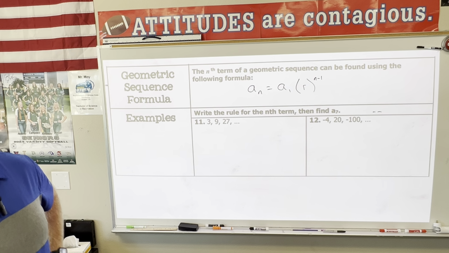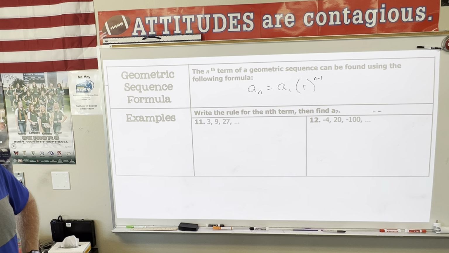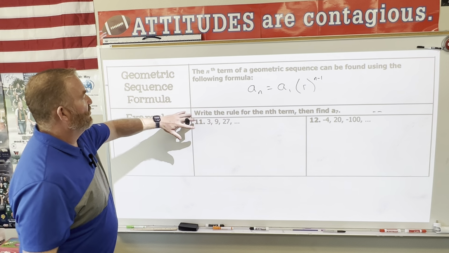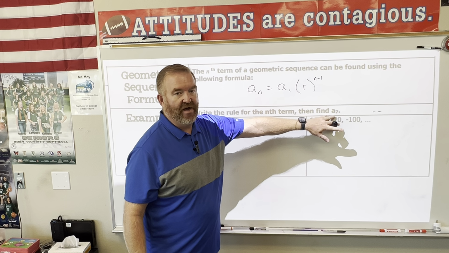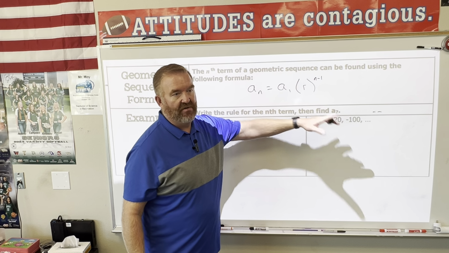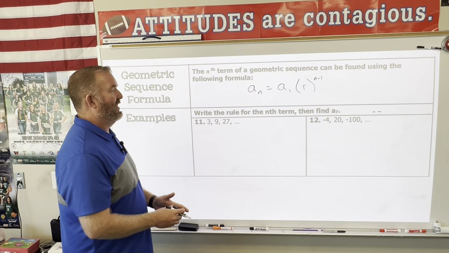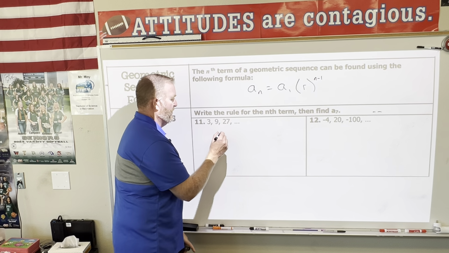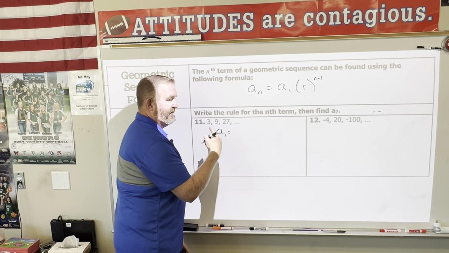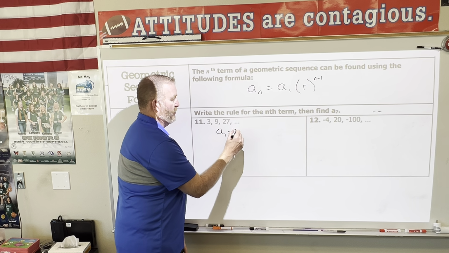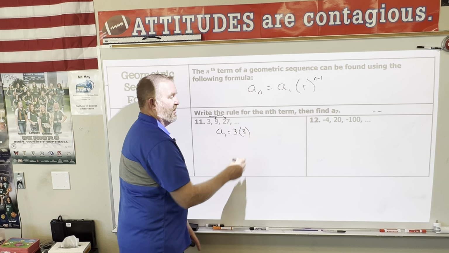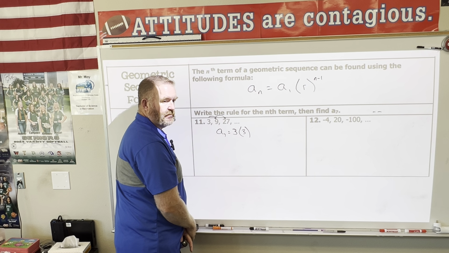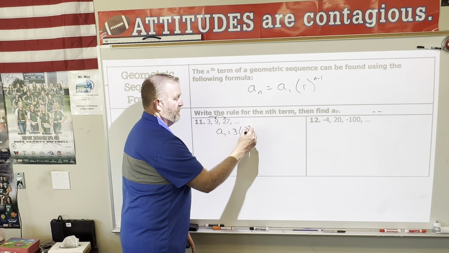Okay, I'll show you how to do it. The instructions say write the rule for the nth term, then find the 7th term. So we're going to write the function. We've got a7 equals, what's my first term? 3. What are they multiplying by? 3. And which one do they want? A7. So it's going to be 7 minus 1.